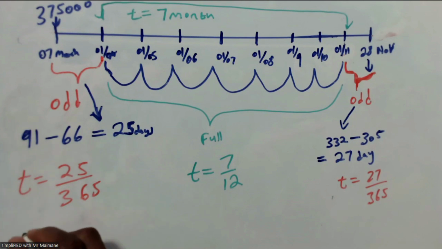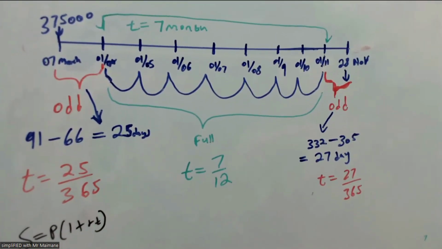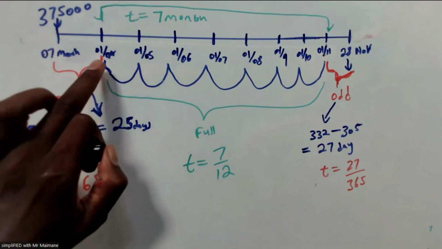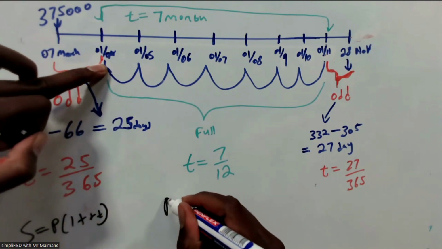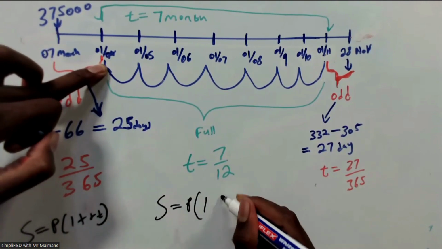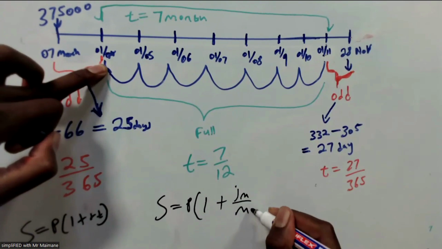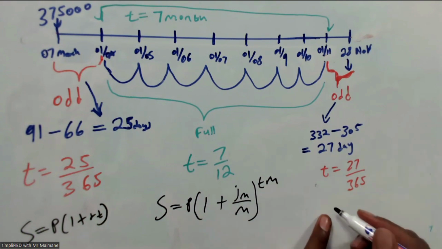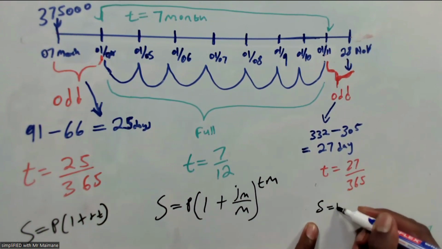So we'll use simple interest to calculate the odd period here, for this part, and then we'll use simple interest to calculate for this part. Whatever we get there will be what the amount will be, and then we'll use compound interest for the full period, and then we'll use simple interest again for this period. That's what the question says.